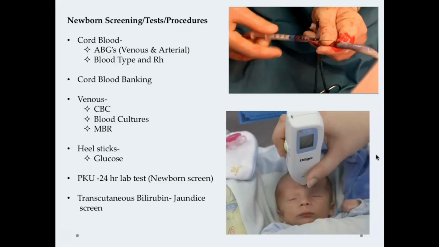If they're jaundiced, this transcutaneous bilirubin is this bottom tool, screening to check for the bilirubin level. If that comes back elevated, then they will order a serum bilirubin, which checks the bilirubin serum level, the total, direct and indirect levels, and that is also a venous blood draw as well.